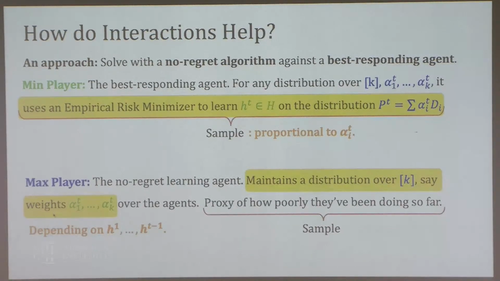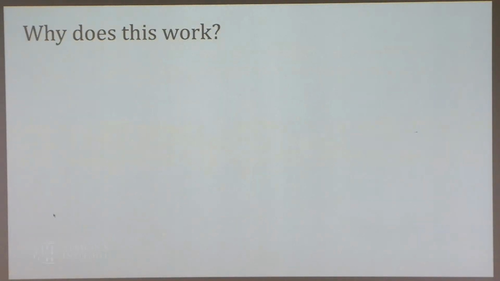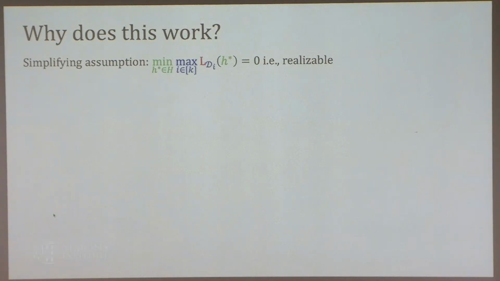Now, why does this work? Let's do some simple math. I'm going to make a simplifying assumption, which is essentially realizability: there's a single classifier that would have labeled everything correctly, and that's in the class. So your min-max loss is 0. You're just trying to find something that is good enough.